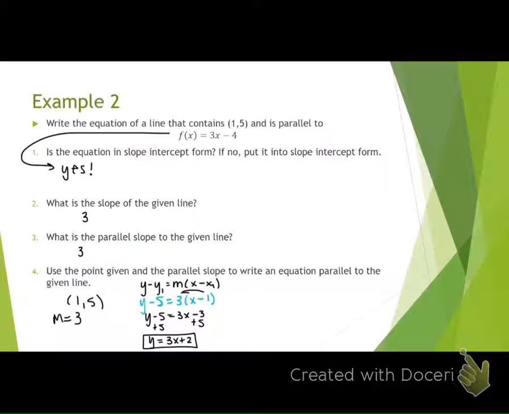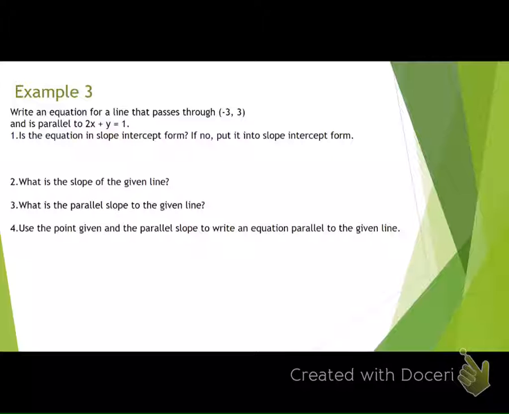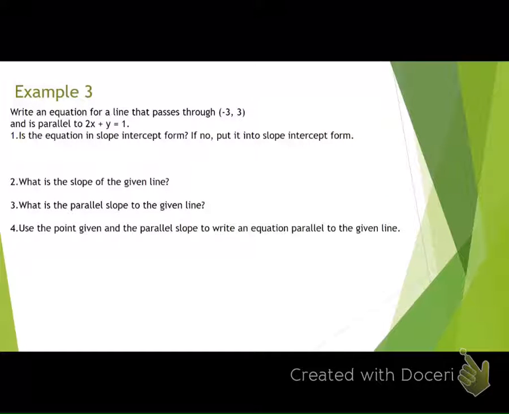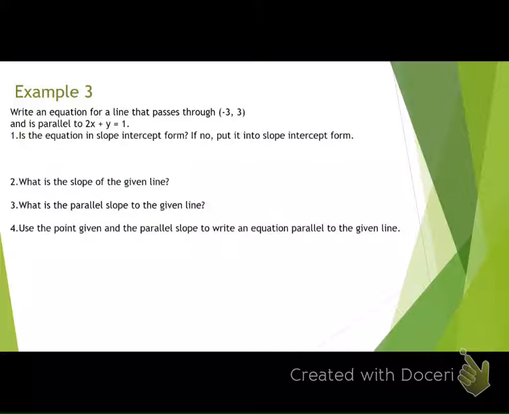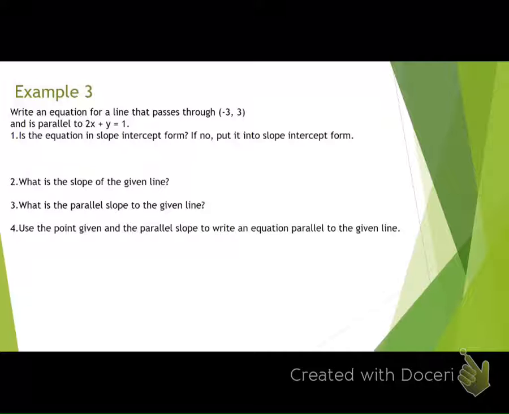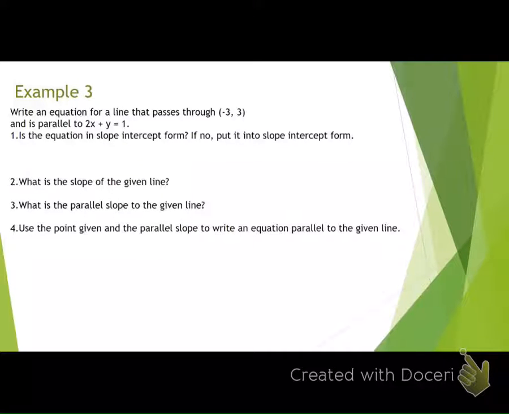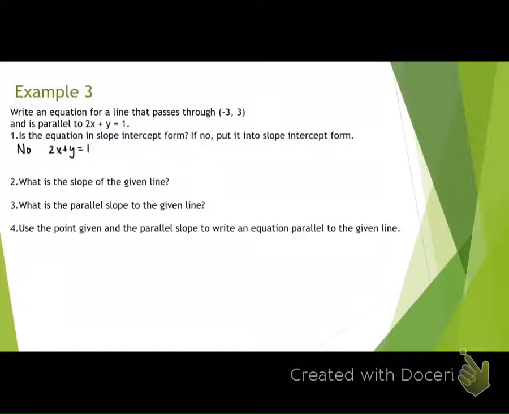So let's look at another example. Write an equation for the line that passes through (-3, 3) and is parallel to 2x plus y equals 1. Is the given equation 2x plus y equals 1 in slope-intercept form? No. So it is not in slope-intercept form. So we do not know the slope, so we have to get it into slope-intercept form. This is in standard form. In standard form, you cannot see the slope, so we need to see the slope. So Brian, how would you get that into slope-intercept form?